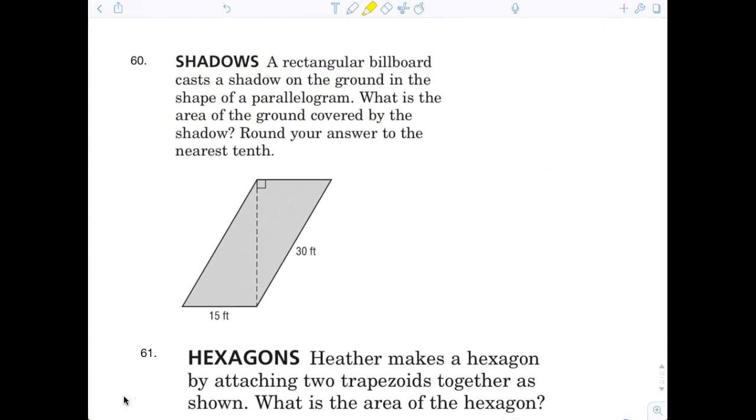All right. So a rectangular billboard casts a shadow on the ground in the shape of a parallelogram. So what's the formula for area of a parallelogram? Area equals base times height. The base is what? That's right. But what's the height? You have to figure that out, right?